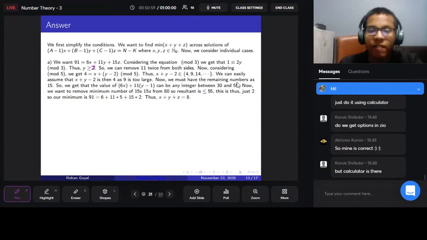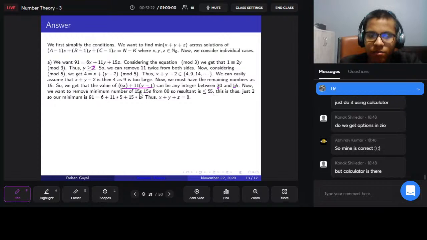Now we must have the remaining numbers as 15, right? Because we have considered all 11s and 6 are there. So we want 6x plus 11y minus 5. This value, if we have x plus y minus 1 equal 5, can take any value from 30 to 55.